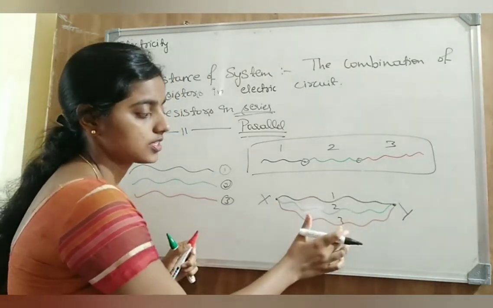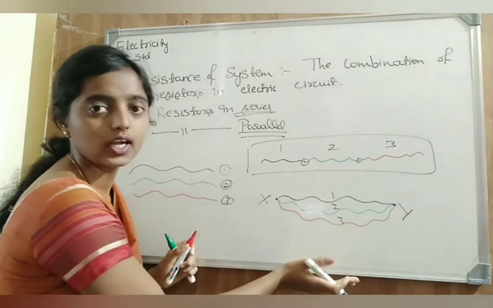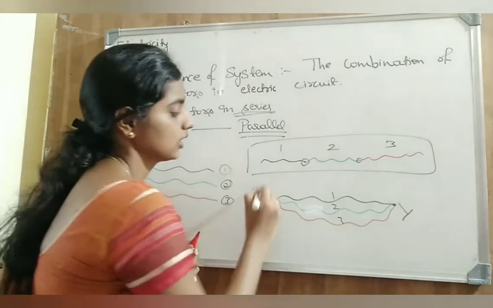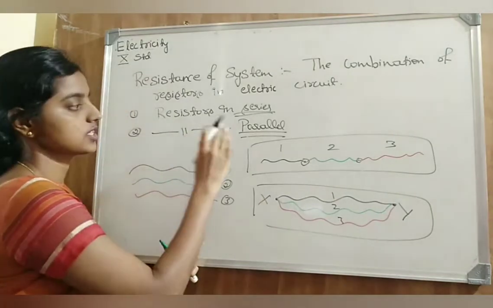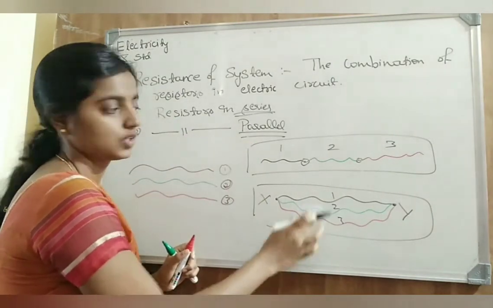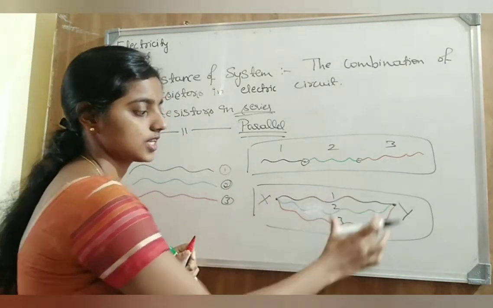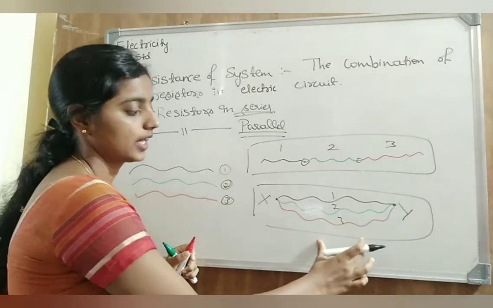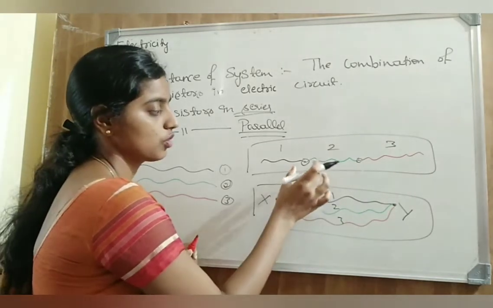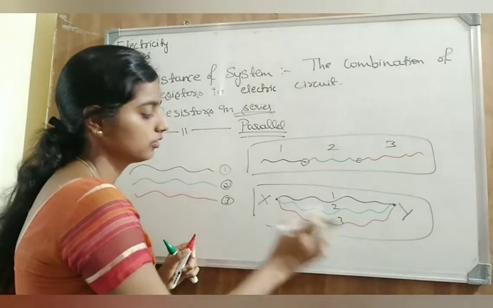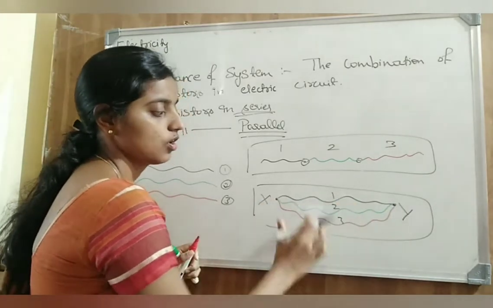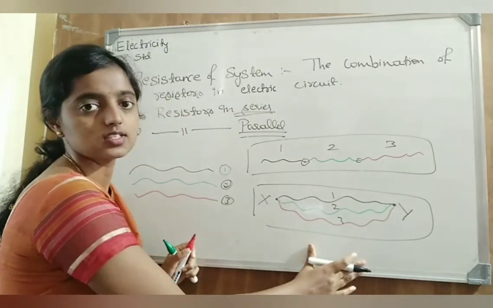Therefore, here the resistors are connected one below another. This is how resistors are in parallel. This is how resistors are connected in series, and this is how resistors are connected in parallel. Here we observe only one point. Here you observe there are two common points for all three resistors.